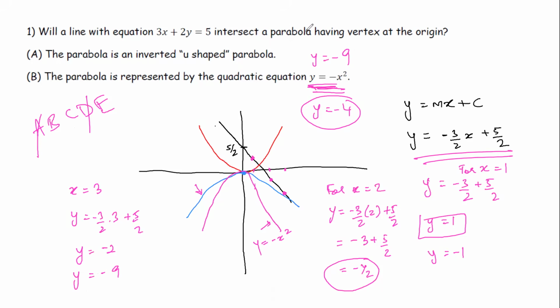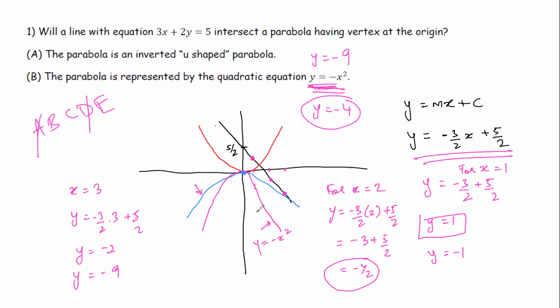Are you with me? So then we come to know clearly: will a line with this equation intersect a parabola having vertex at the origin? Statement B gives me a definite no, it will not. So therefore, B is the answer, C and E are out. Okay. Right. Second question.